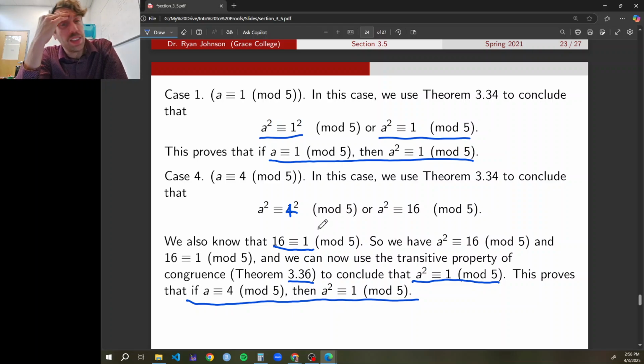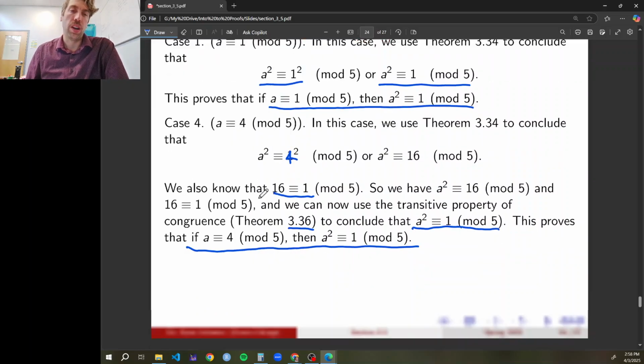The fourth case is when a is equivalent to 4 mod 5, and in this case, use theorem 3.34 to conclude that a squared is congruent to 4 squared mod 5. 4 squared is 16, so another way to say it is a squared is equivalent to 16 mod 5. We also know that 16 is equivalent to 1 mod 5. So the transitive property, using theorem 3.6, tells us that a squared is equivalent to 1 mod 5. So then we summarize the case: if a is equivalent to 4 mod 5, then a squared is equivalent to 1 mod 5.